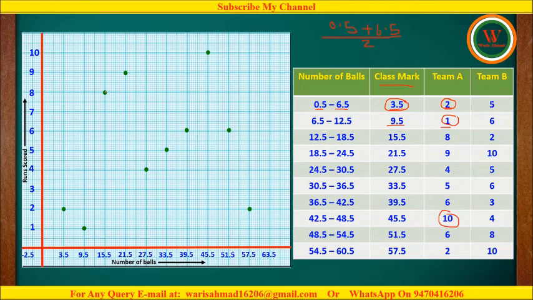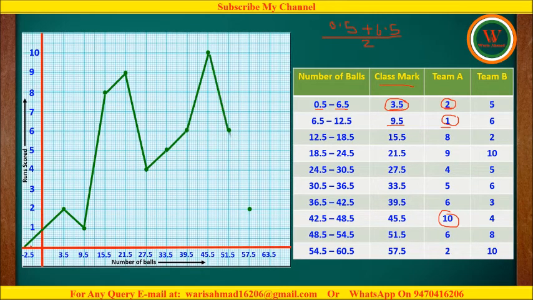After that, we will join all these consecutive points. First of all, we will start from this point and we will join these 2 points. Then second to third, third to fourth, and so on. All these points we have to join with the help of a scale. At last, we have to join it on the x-axis.